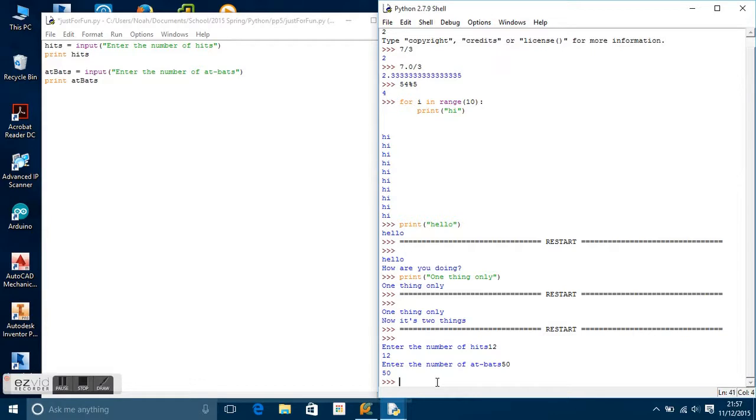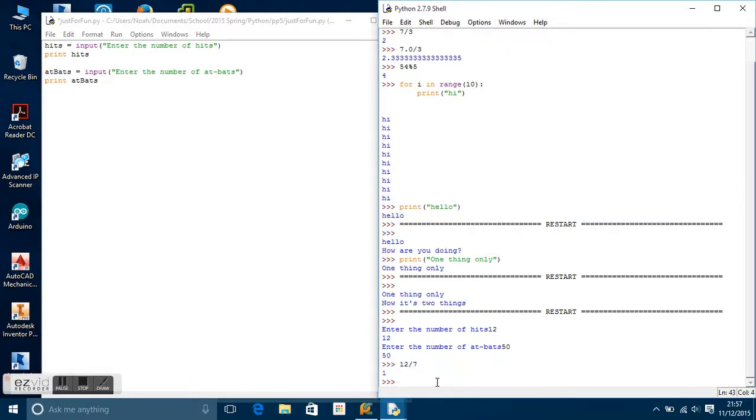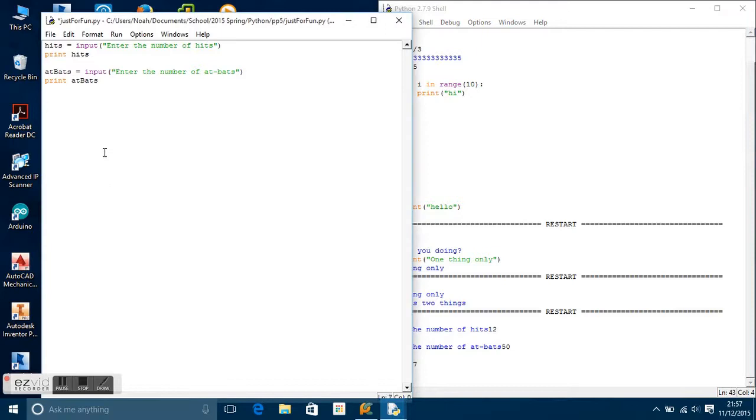Like 12 divided by 7. It doesn't divide evenly, but it's going to give us a 1, because the answer is really 1 and something. So when we code this, we're going to have to remember that it doesn't do it normally. So I'm going to code it wrong to start off with.